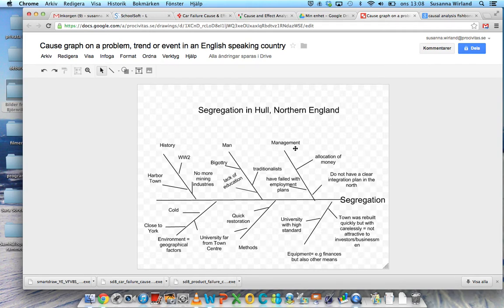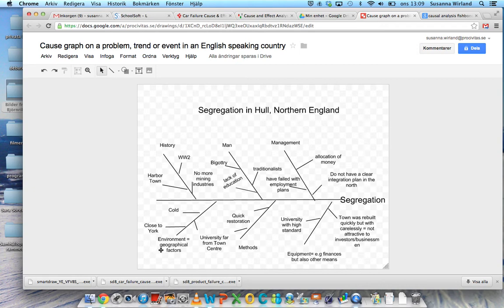What about management? With management, we mean the government or the people sitting in the municipality. What can they do, or what have they done for or against segregation? It is clear that after World War II and the problems with work opportunities, they have not allocated enough money to the region. They have failed with employment plans, and they do not have a clear integration plan in the north. So that can be a cause of segregation.